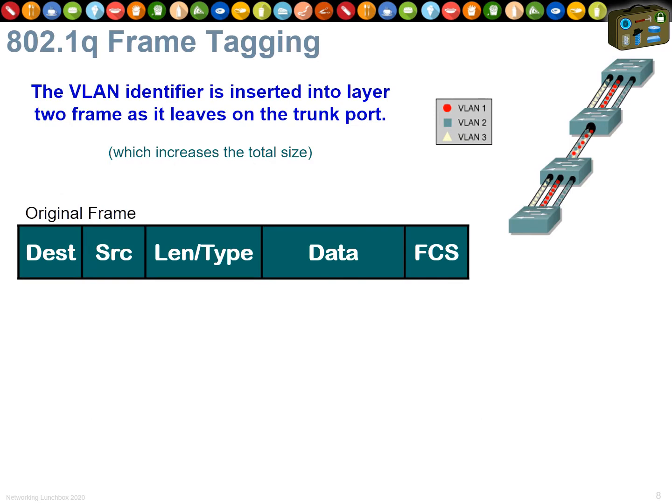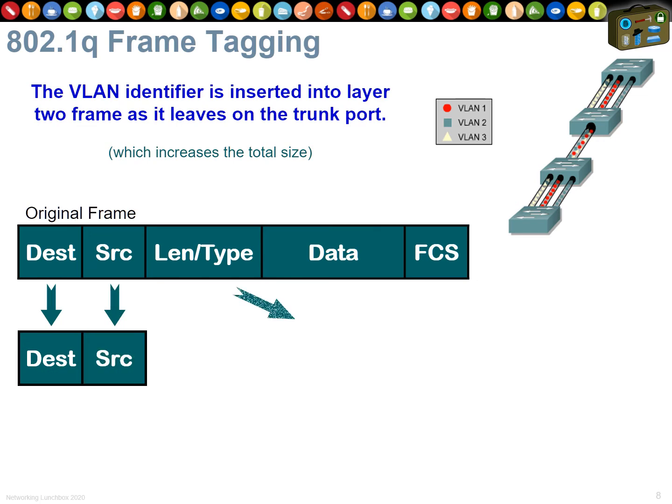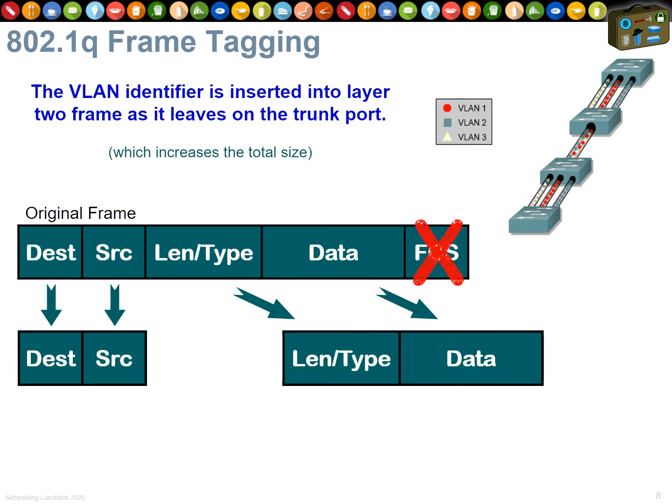So let's do a quick refresher to make sure we understand what 802.1q tagging is all about. We've got our original frame, we've got our destination and source MAC addresses, we've got a type length field, we've got our user data, and we've got the frame check sequence. So we maintain the MAC address pair, we maintain the type length field, we maintain the data, but the frame check sequence is thrown in the bin.